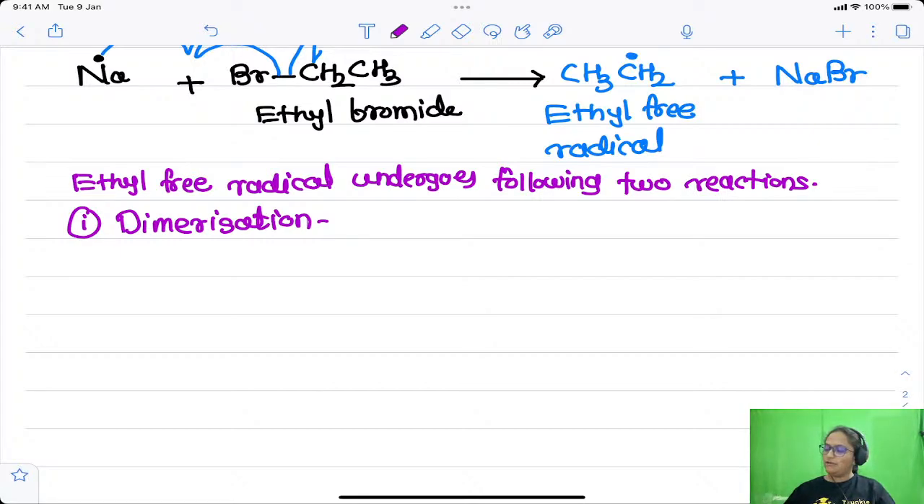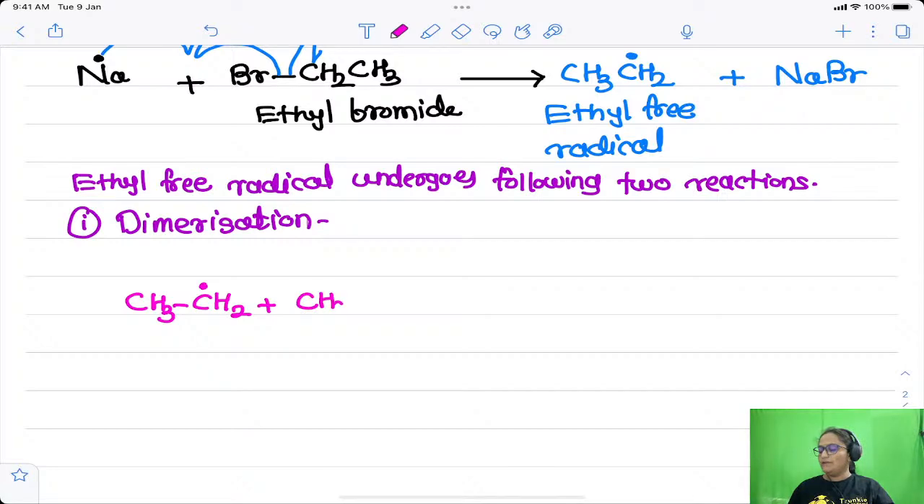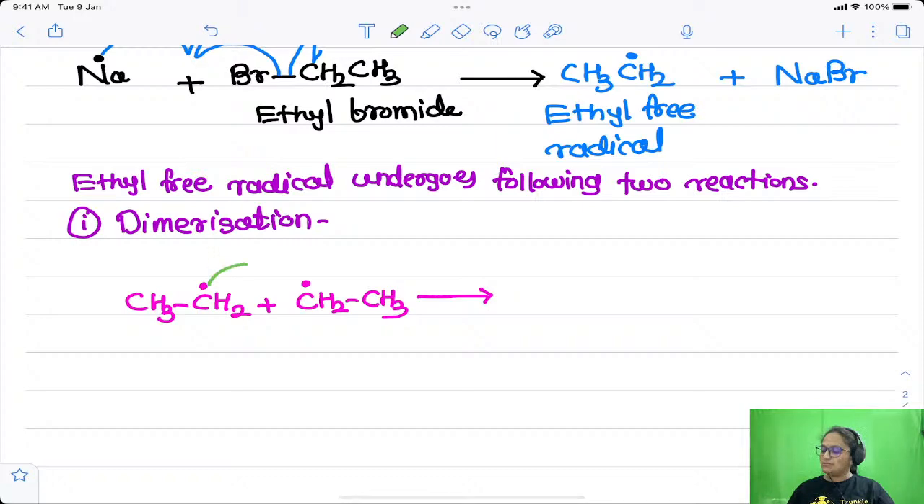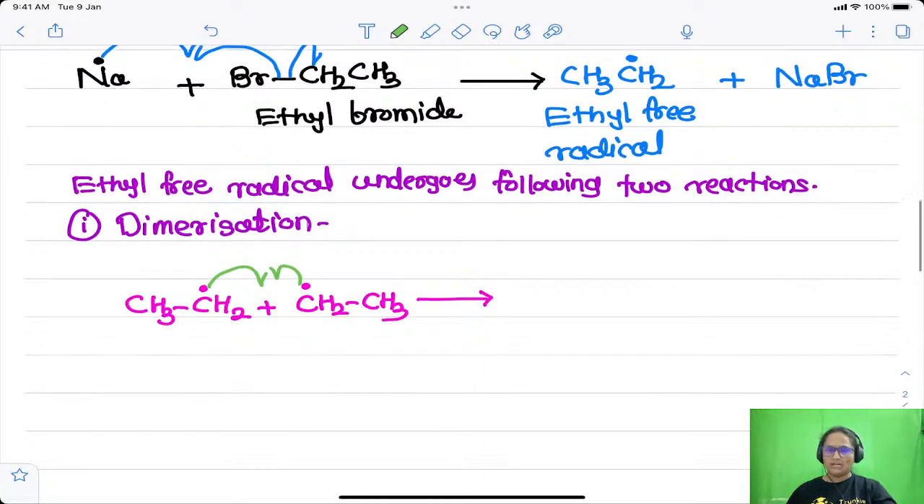Let us see dimer formation. So what happens? One ethyl free radical, which I will write down like this, will undergo dimerization with another ethyl free radical, right? These are the two ethyl free radicals, and they will undergo dimerization. Dimerization means these two radicals will form a chemical bond. One radical means one dot means one electron, right? So two electrons combining means a chemical bond is going to form between these two carbon atoms, right?